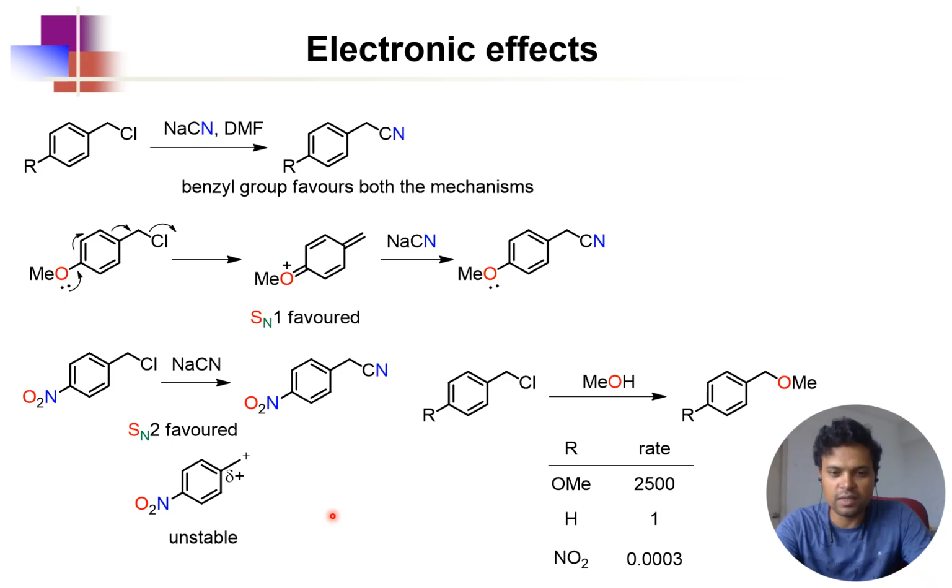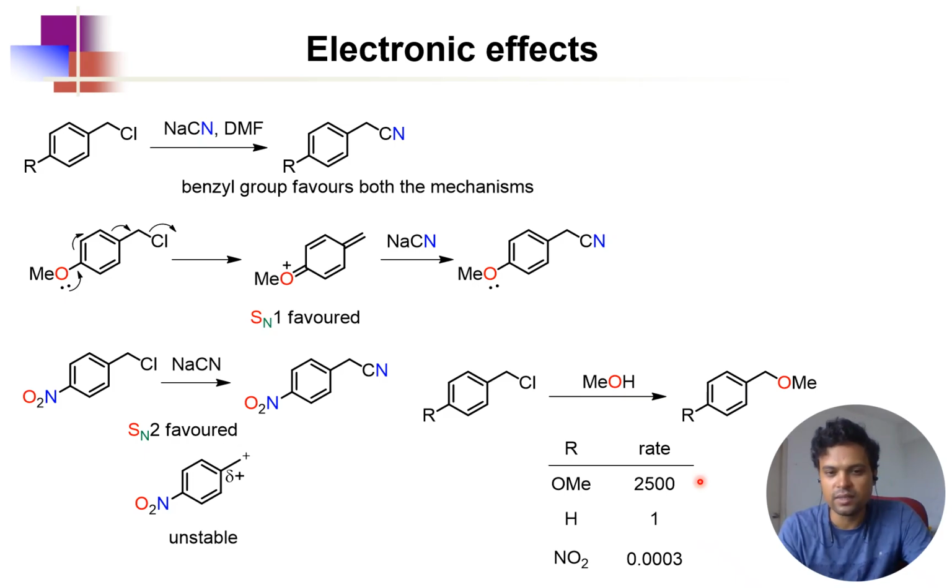There is something I have given you, the rate. You can see for the OMe the rate is 2500, and hydrogen gives you 1, which is the reference, and then for the nitro it goes down about 10,000 times. So this is very clear to us.